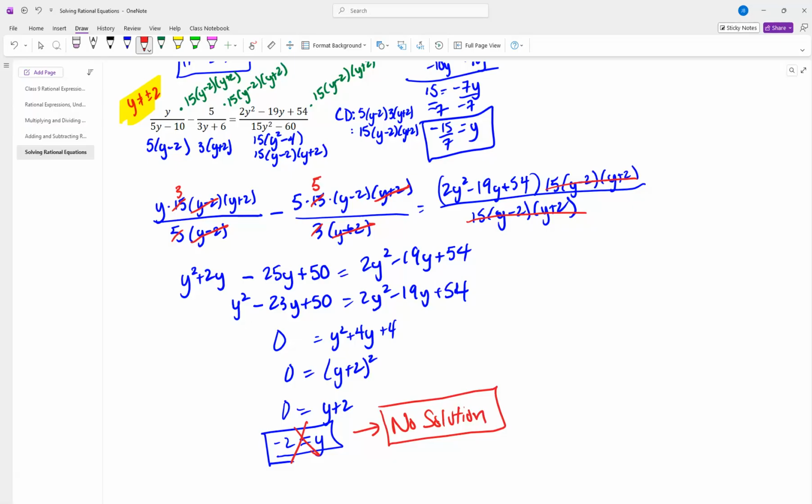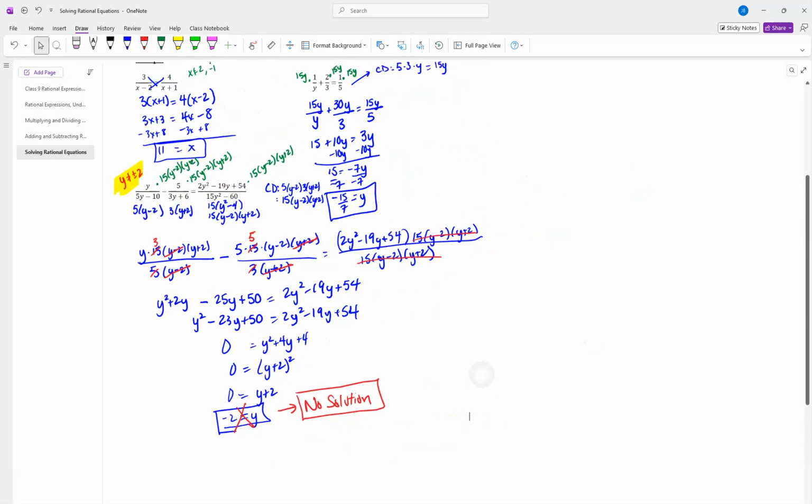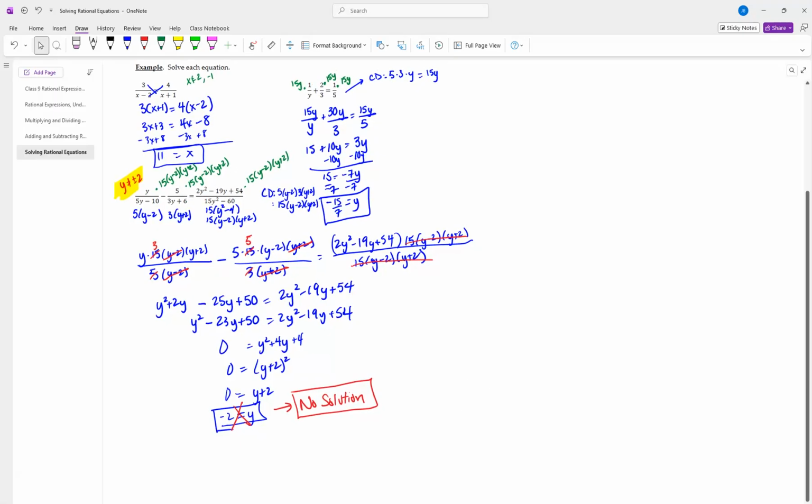Other than being incredibly frustrated with the last one, we built a lot of character, good job. We now know how to solve rational equations, either by cross products, if we have fraction equals fraction, or by multiplying both sides by the common denominator and carrying that through carefully. All right, congratulations on making it through all this.